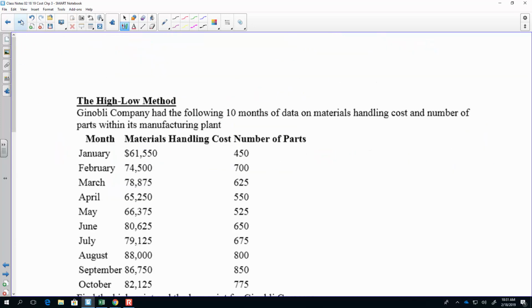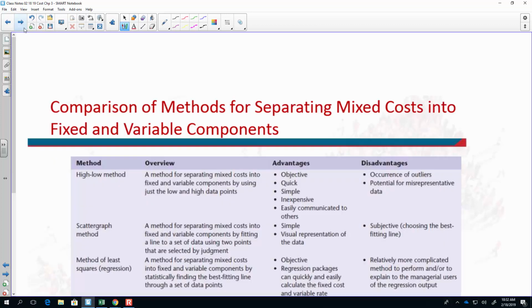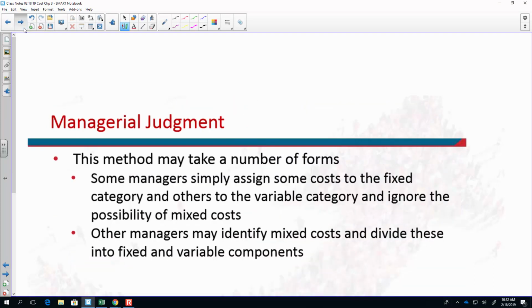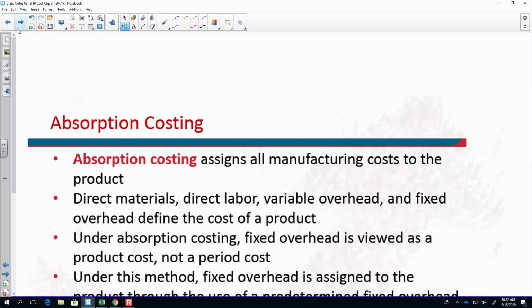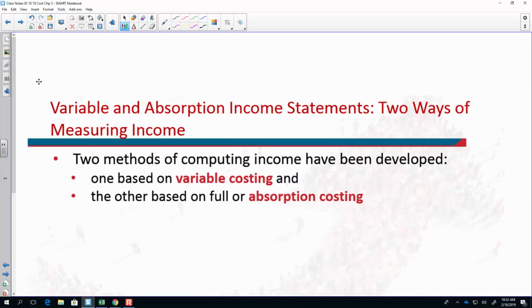All right, let's stop here. We'll take our first break. I'm going to save this next problem for Wednesday, and I want to get to our next topic, which is variable versus absorption income statements. So we're kind of going back to intermediate a little bit.